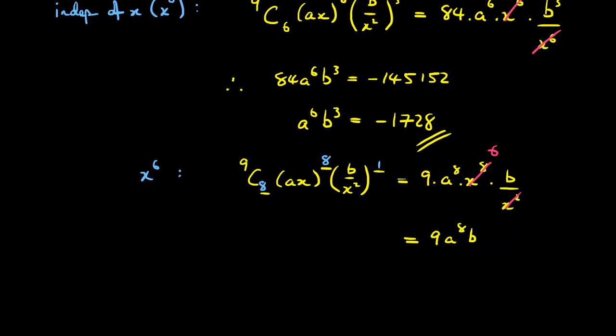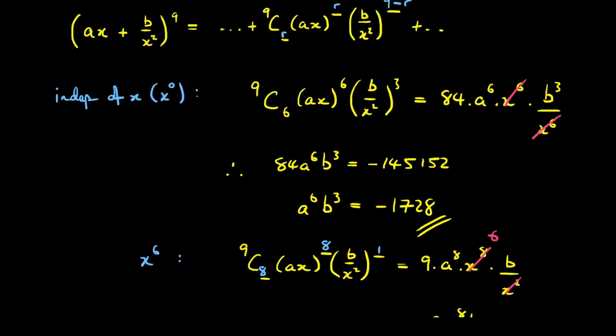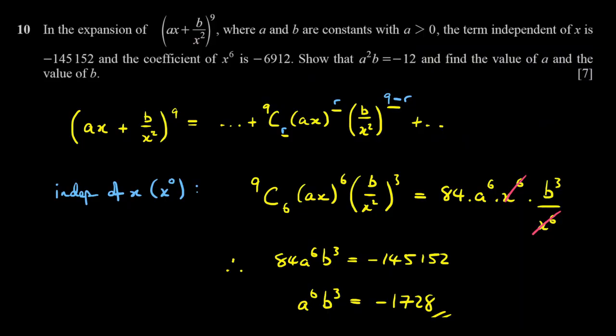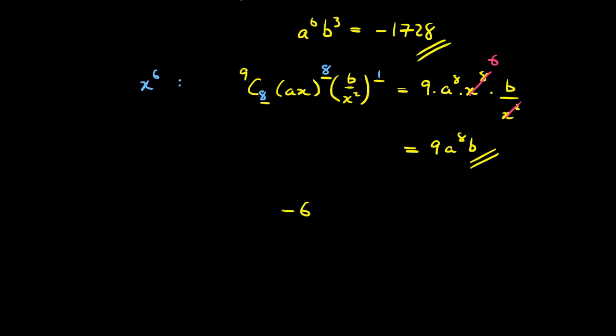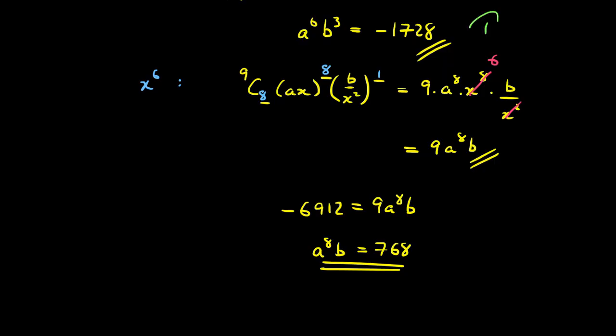Now, we learned from this that this should be equal to negative 6912. So negative 6912 is equal to 9a to the power of 8 times b. And hopefully that should also be divisible by 9. 6912 divided by 9 is 768. So we get a to the power of 8b is equal to 768. So we've got these two things here. I'm going to call that equation 1, I think. This thing here, equation 2.